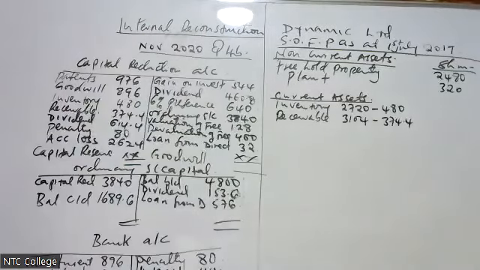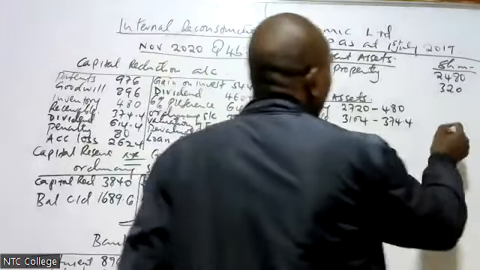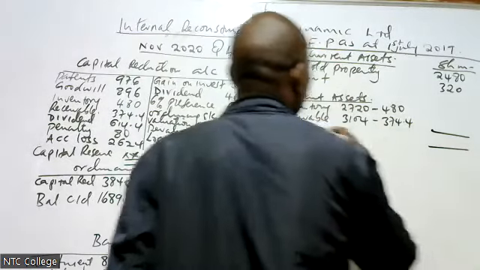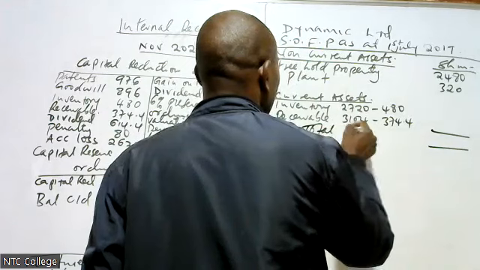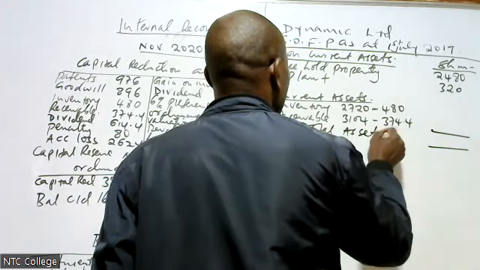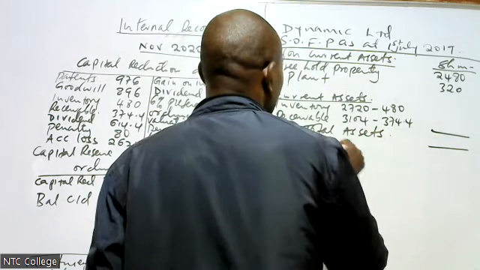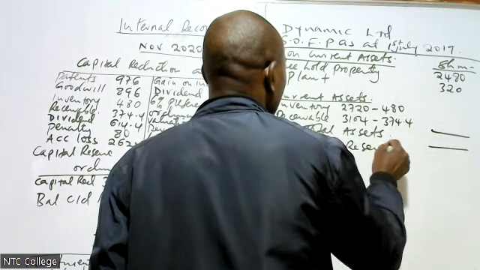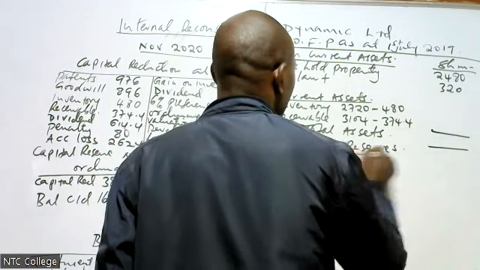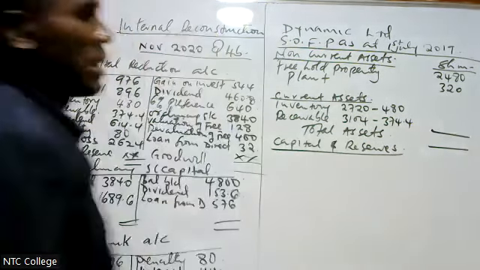Our bank is an overdraft. Therefore, it will go to liabilities. Now you give me total assets. Then we go to capital and reserves.